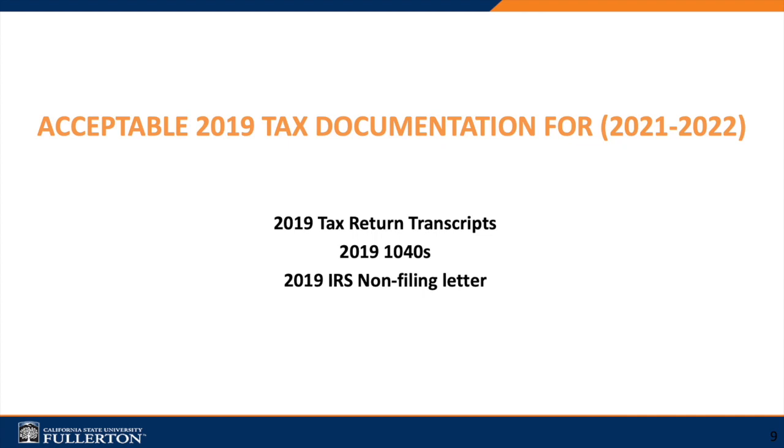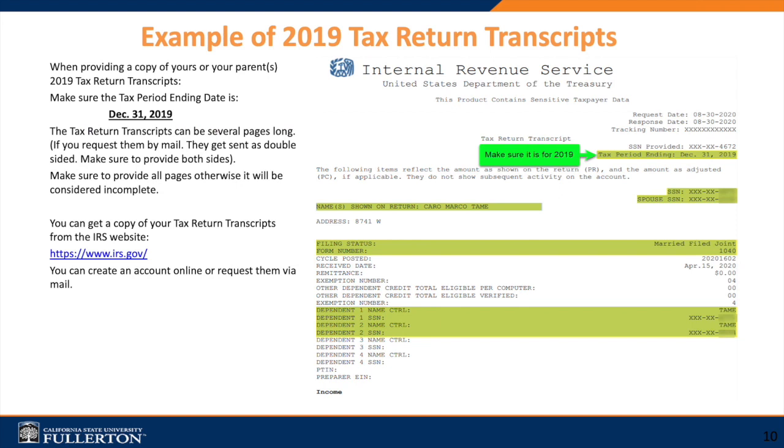We get that tax forms can be confusing, so here we'll go over the different acceptable tax documentation based on the selection made for the previous 2 verification forms. For those parents and/or students that did file the 2019 taxes, here is what an acceptable IRS tax return transcript looks like. We first make sure that the tax period is for the 2019 tax year.